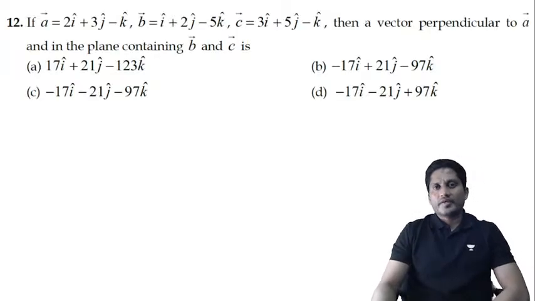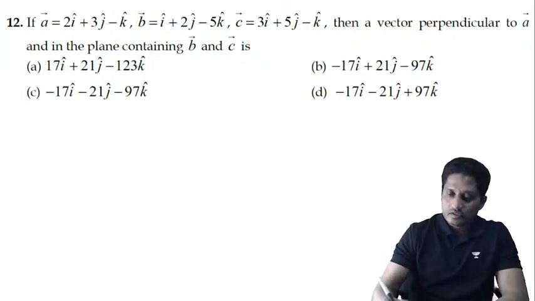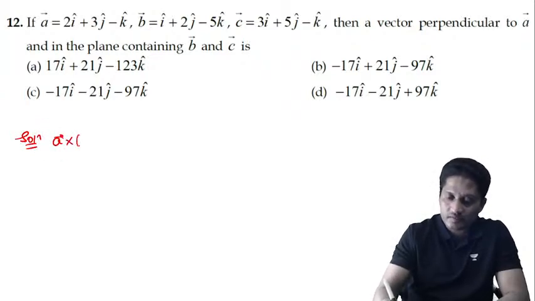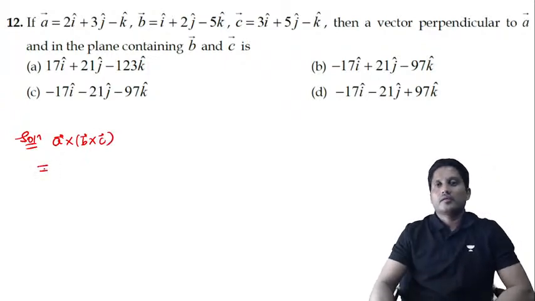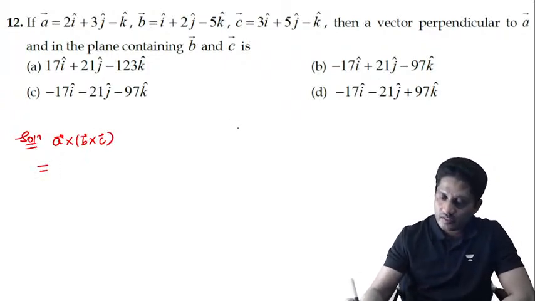If A, B, C are three vectors, then the vector which is perpendicular to A and in the plane of B and C. So this means that it should be the vector which is perpendicular to A and in the plane of B and C, which is A cross B cross C. Right, this is vector triple product. Now first I'll find out B cross C.